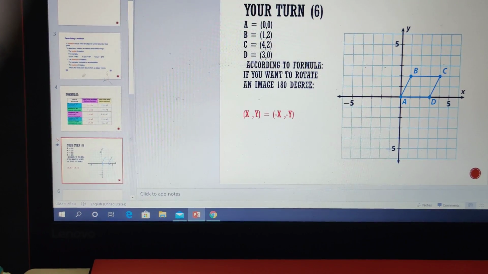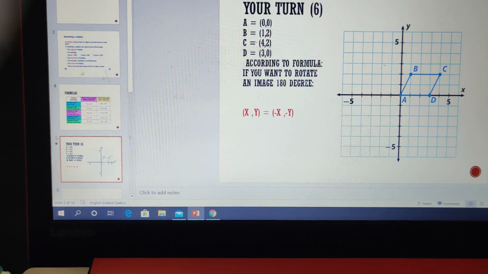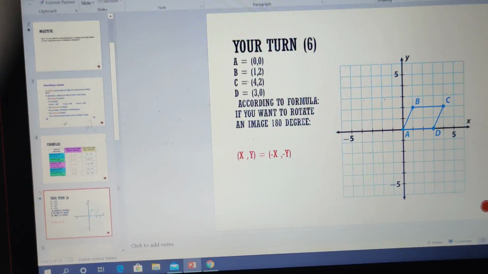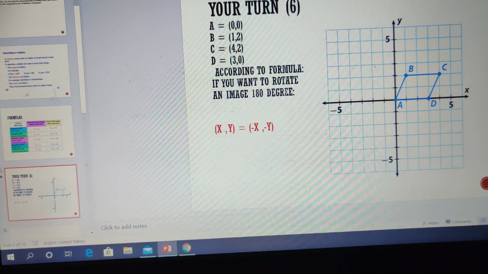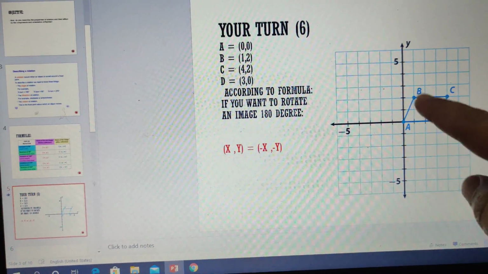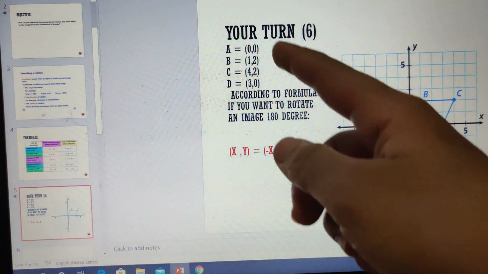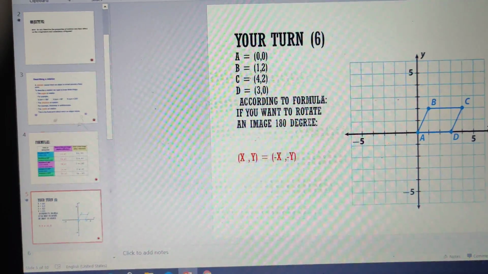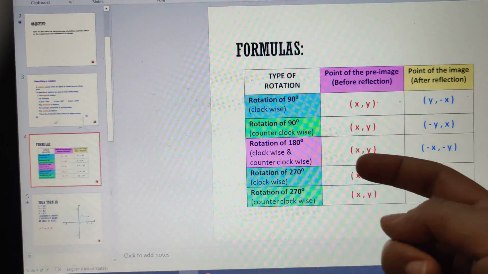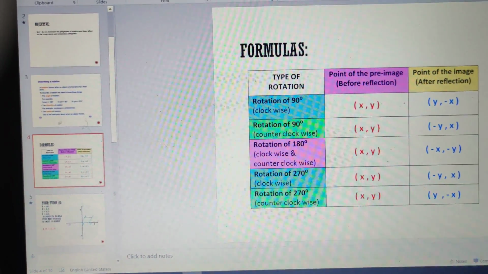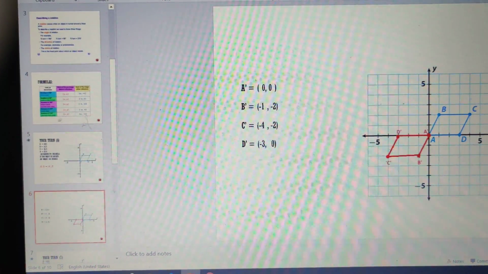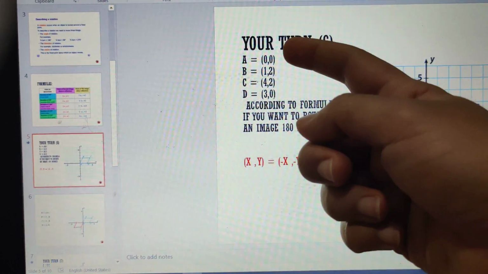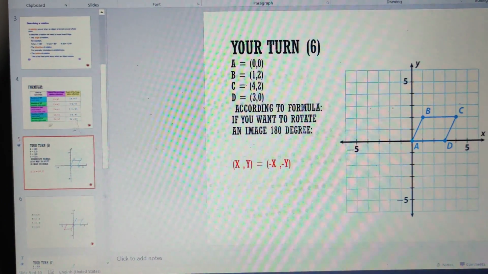Now we have a question, your turn. In this question they said rotate the image 180 degrees, and the coordinates are already given here, A, B, C, and D. Here I wrote the coordinates for them. If we have to rotate 180 degrees, the formula is already given: x, y both will be negative. That means we will just make x and y negative. 0 cannot be negative, so it will remain 0 and 0.